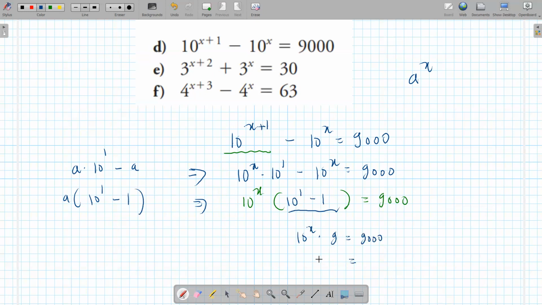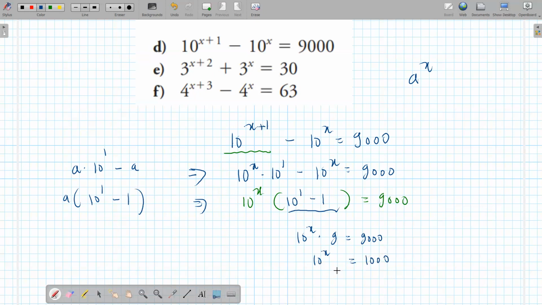And you can divide both sides by 9 here. 10 to the x is 1,000. Now at this step, this is a step where you want to use logs. You need to get to this step before you can use logs. But here for this one, you don't have to because we can do this in our heads. 1,000 is 10 to the power 3, right? And then on the left side, you have 10 to the power x.